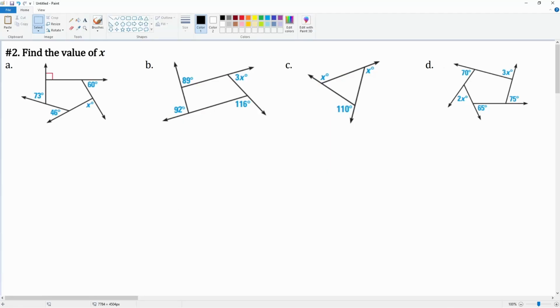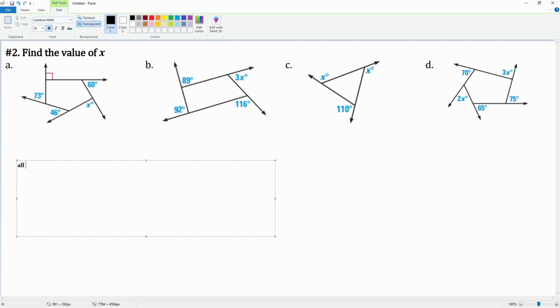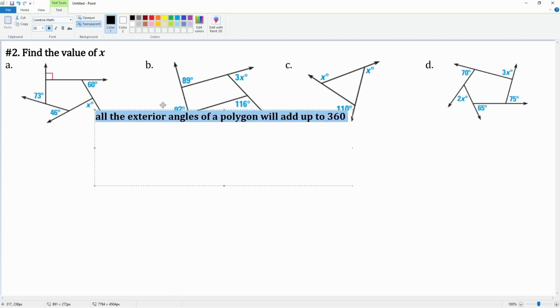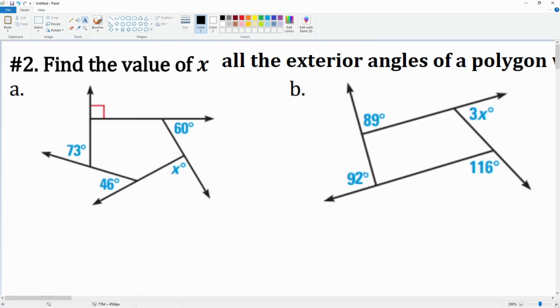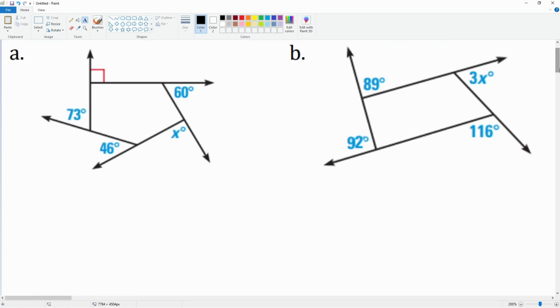All right, number 2, you're going to find the value of x here. And notice all the x's here are the exterior angles, right? And the idea that you should remember is that all the exterior angles of a polygon will add up to 360 degrees. This is always true for any polygon. So let's make sure we have that idea. Okay, and now we can set up this equation.